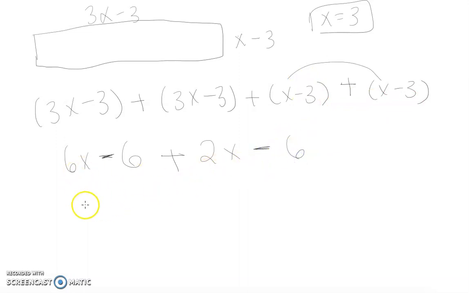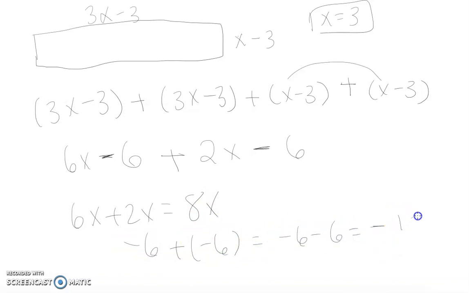So now you're going to bring the like terms together, 6x plus 2x, which is 8x, and then minus 6 plus a negative 6, which is equal to negative 6 minus 6, which is equal to negative 12.